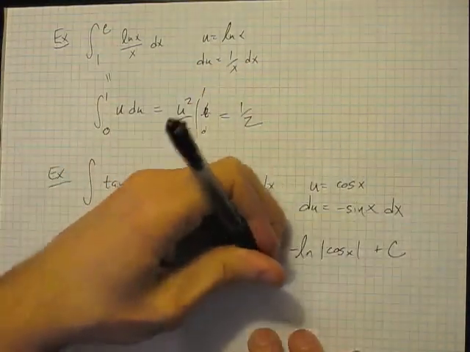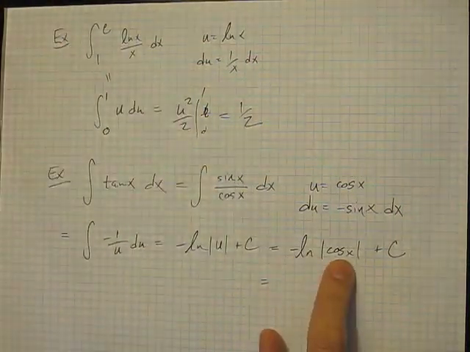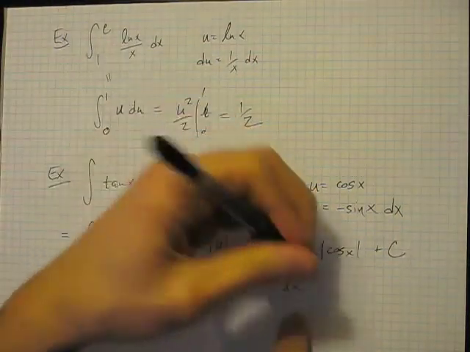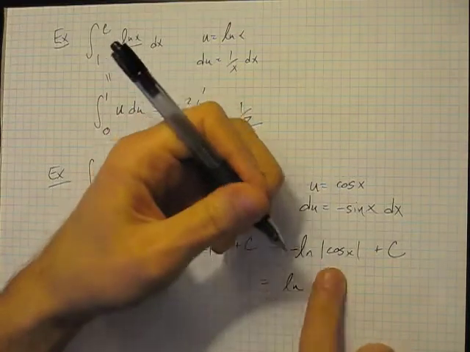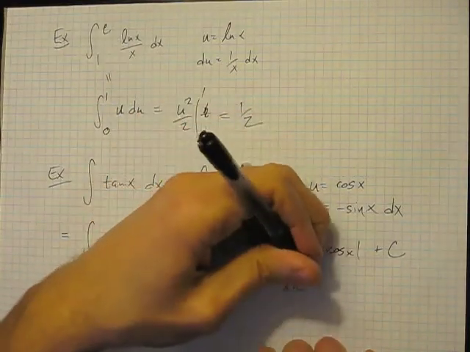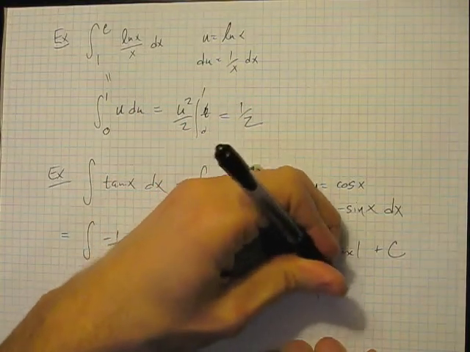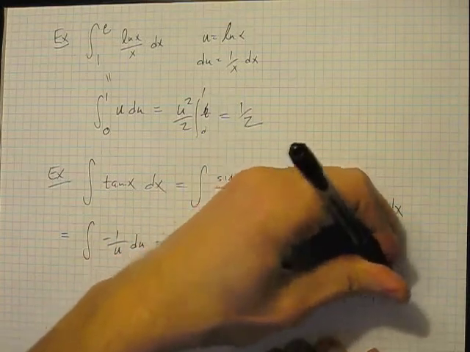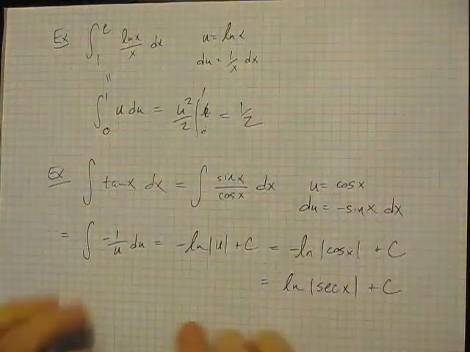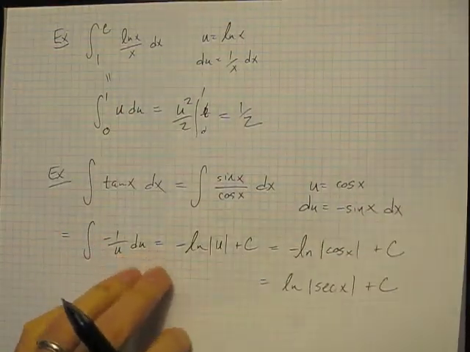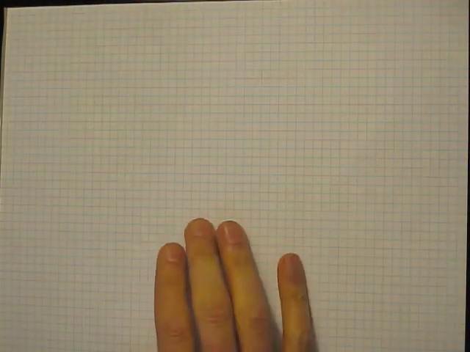And if you were feeling really fancy, you could bring that minus 1 in as a power here, and you could get the log of 1 over cosine of x, which is secant of x, if you were feeling fancy. Okay, but let's just move on. All right.